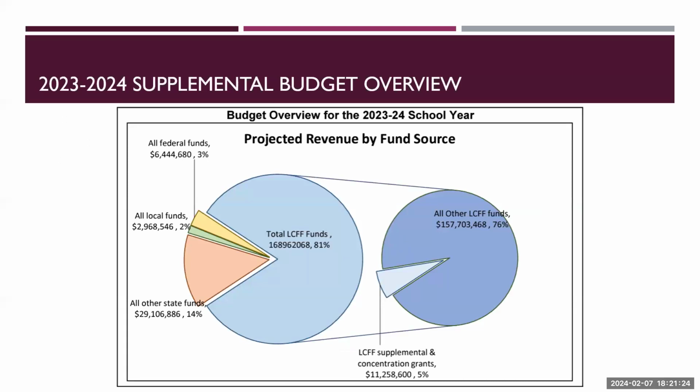plan. This is an image that was pulled out of our LCAP. This is called the budget overview for parents. And what this does is help visualize the slice of the budget that our supplemental LCAP budget makes up. And so you can see our LCFF funds from this year that we generated were about 11 million, and that's a pretty small portion of our overall operating budget.